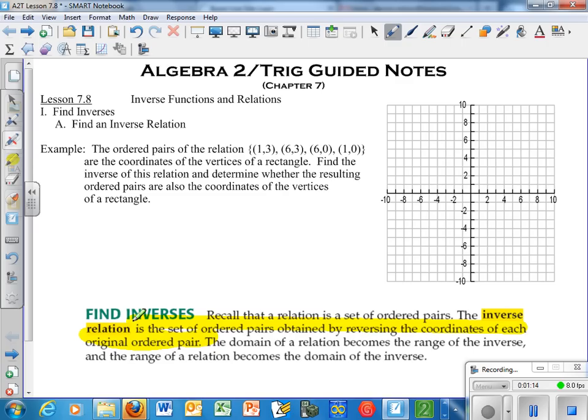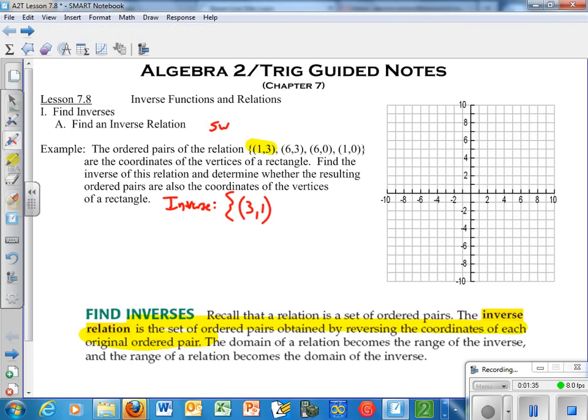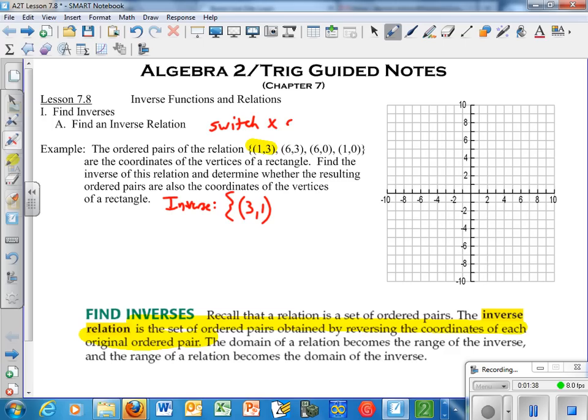So the inverse. Let's just write it down here. The inverse set of relations. We'll put it inside set braces. So notice my first point here is (1, 3). So you're going to switch x and y. So that's really what we're doing here. Switch x and y. Switch the domain and range values.